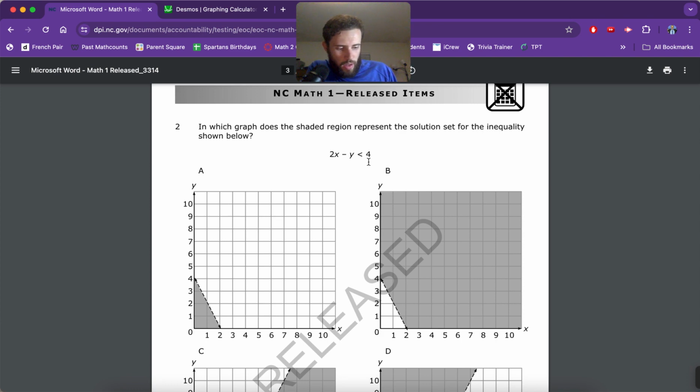So, I'm trying to do this backwards. Got it wrong. There we go. So we'll have this. Y is greater than 2x minus 4. So that means we're shading up.